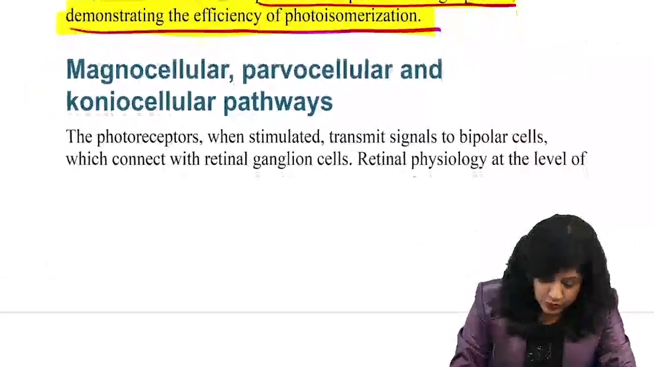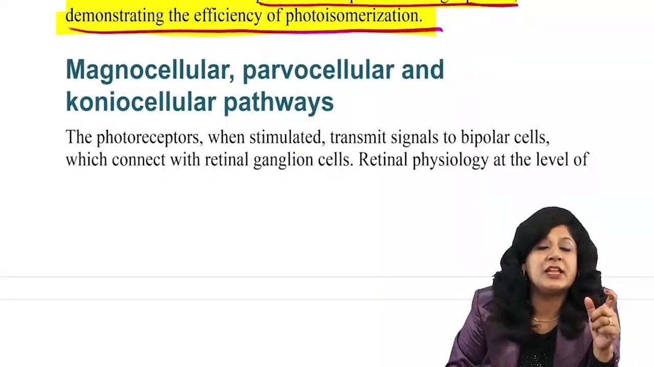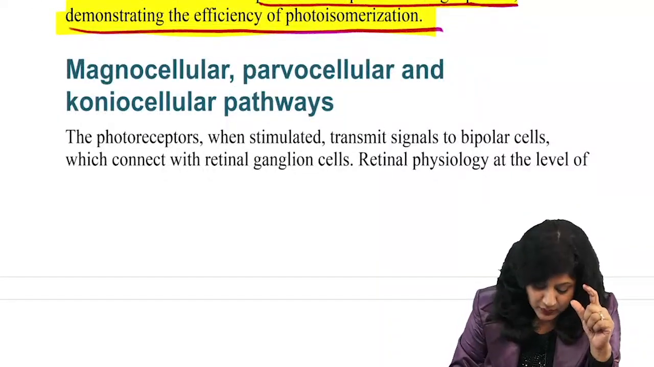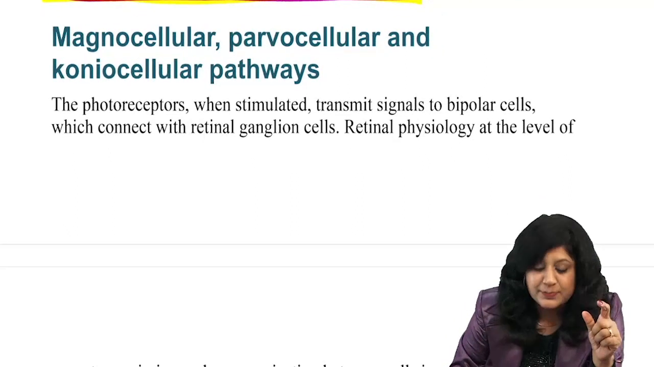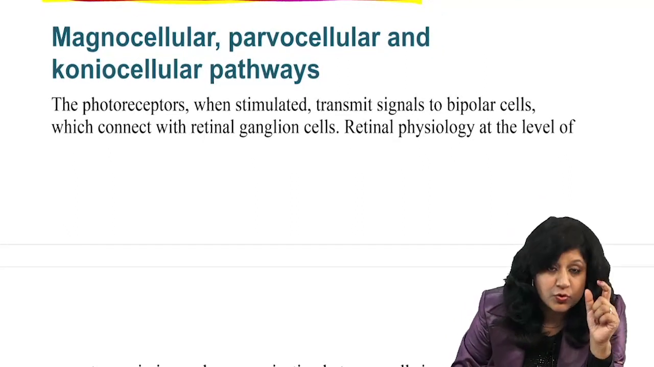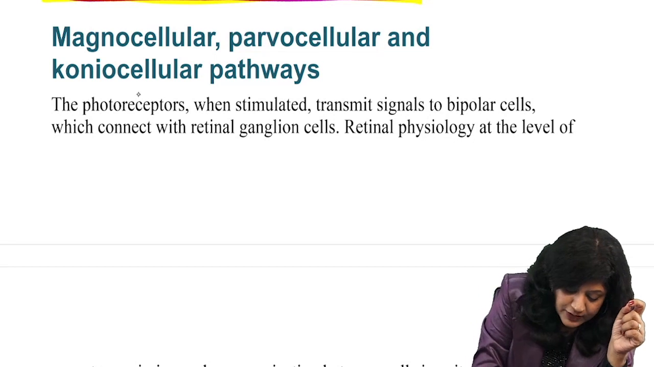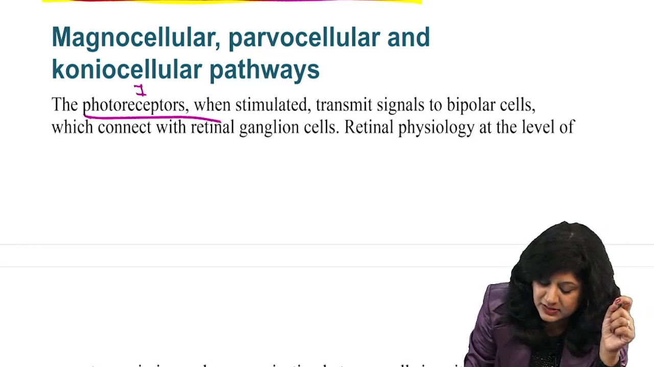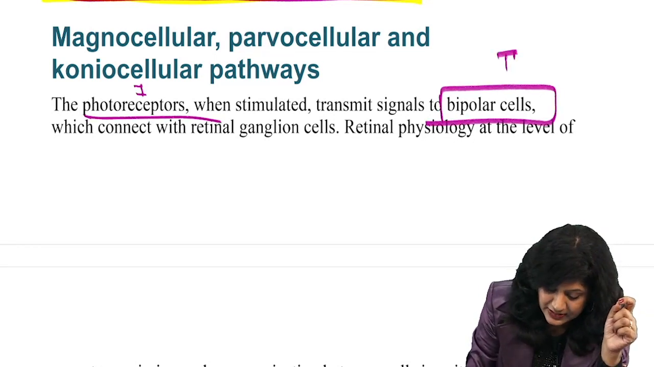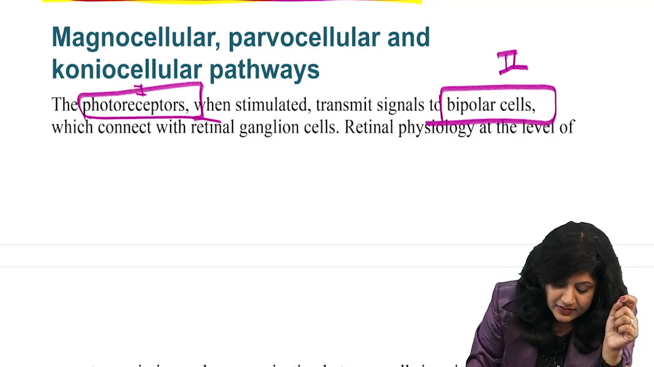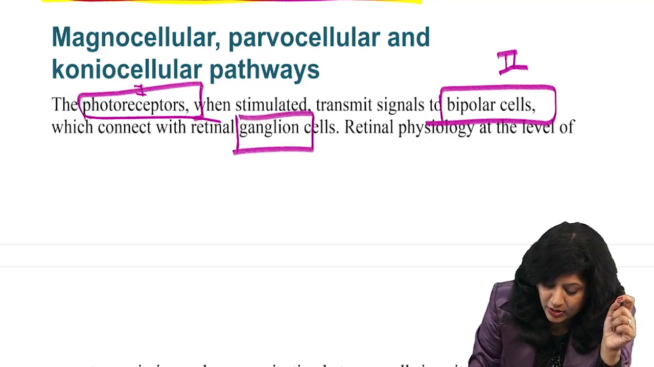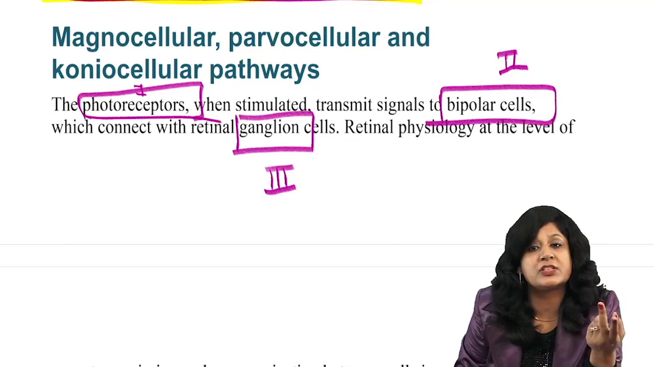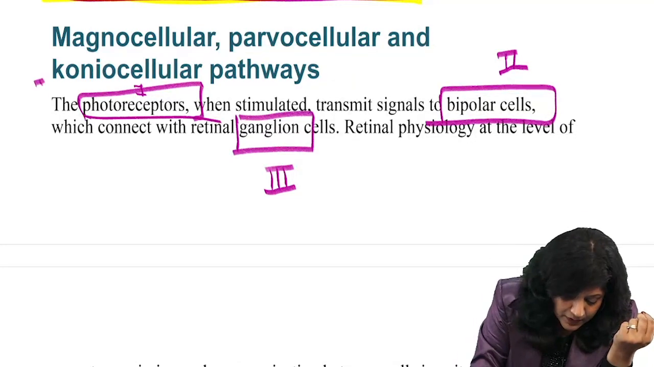Now we come to your magnocellular, parvocellular and the koniocellular pathways. When the photoreceptors are stimulated, you know that these are your first order neurons. They transmit the signals to the bipolar cells, that is your second order. Then they connect with the retinal ganglion cells, that is also third order. So this is easy to understand, very simple one.